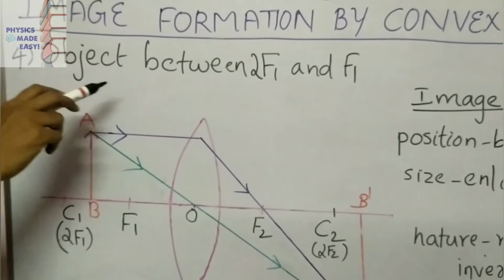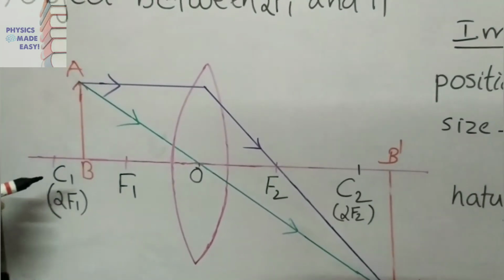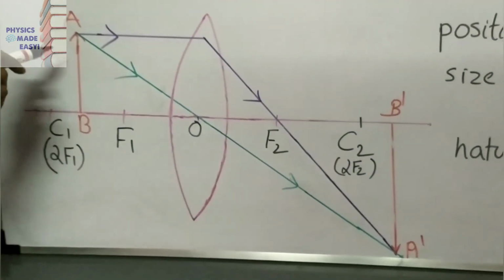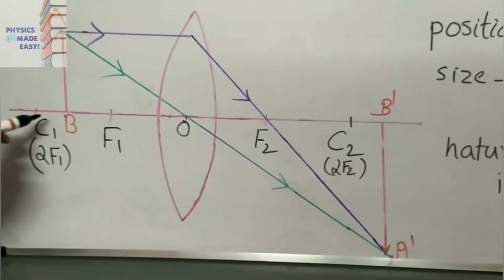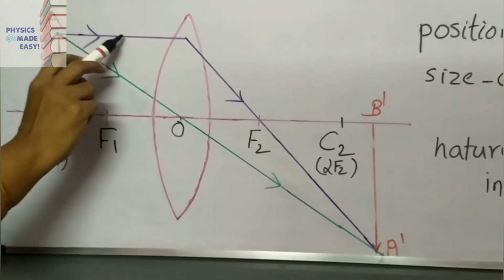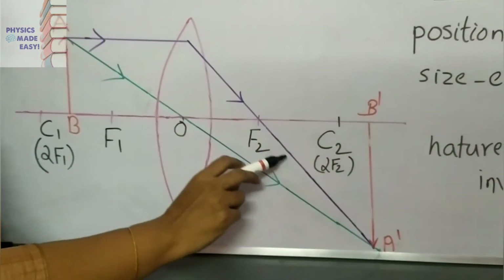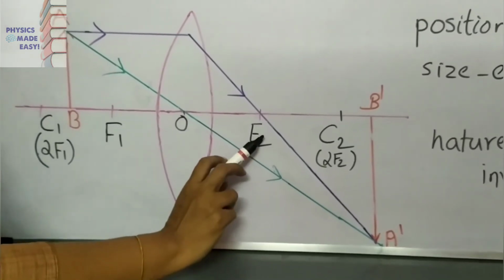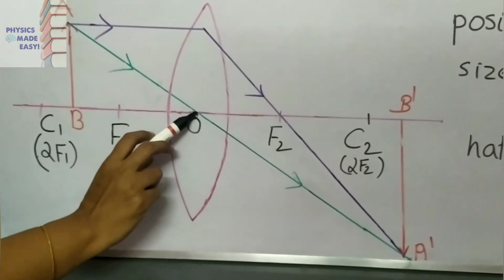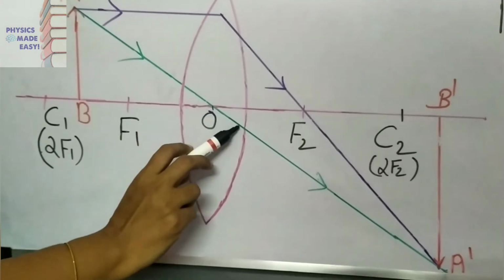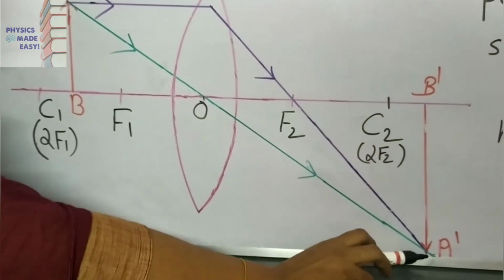If you are placing an object between 2f1 and f1 of a convex lens, where will you get that image? You can see AB is the object that is placed between f1 and c1. Here you can see a ray which is parallel to the principal axis, after refraction, passing through principal focus f2. Another ray that is passing through the optical center passes through the convex lens without any deviation. You can see these two rays are intersecting here.